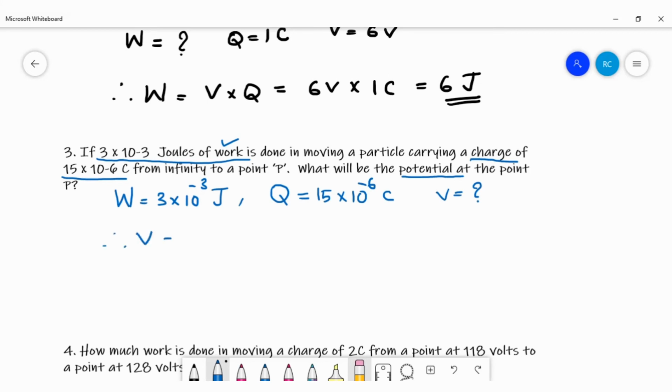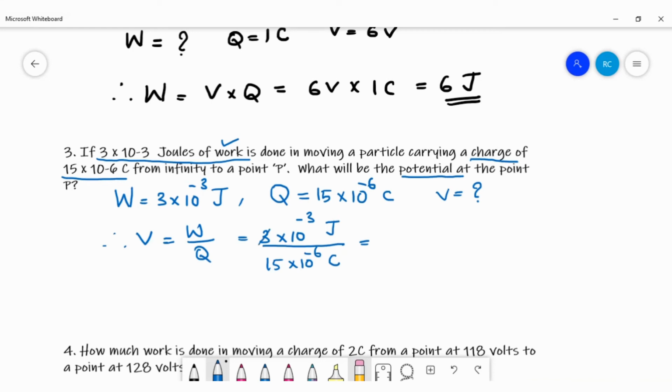Therefore, V is equal to, the equation is W by Q. What is W? W is equal to 3 into 10 to the power of minus 3 joules divided by Q. Q is 15 into 10 to the power of minus 6 Coulomb. Now, how do we solve this, 10 raised to minus 3 and 10 raised to minus 6? You need to move the 10 to the power of minus 6 to the numerator, so that it will become 10 to the power of positive 6.